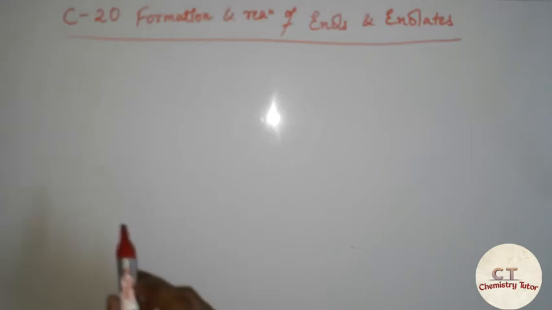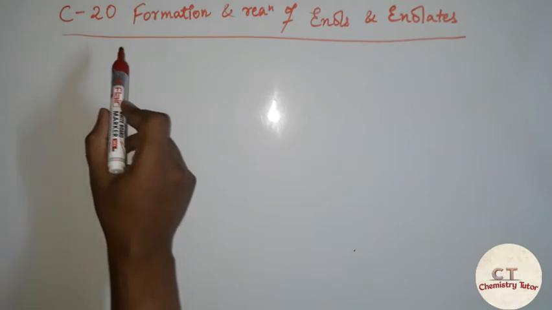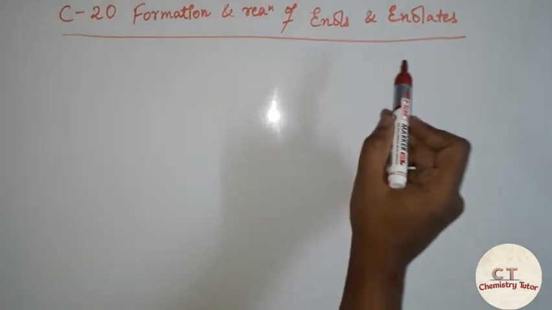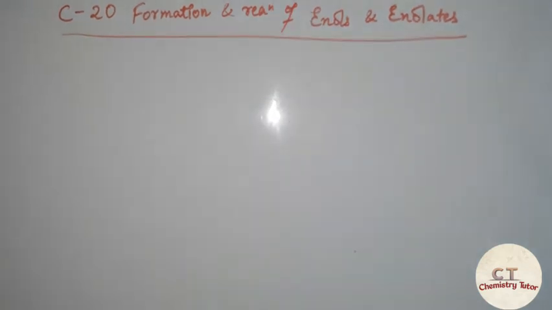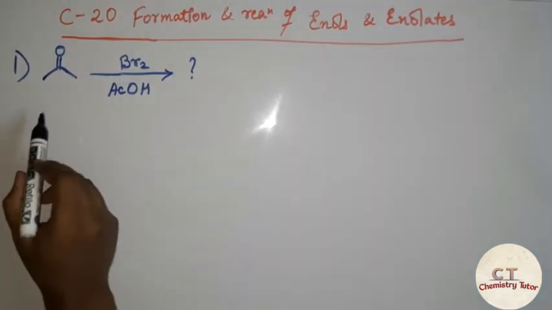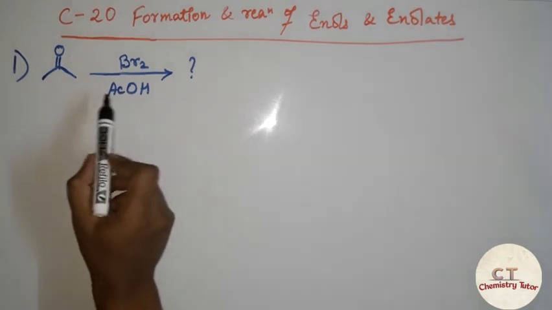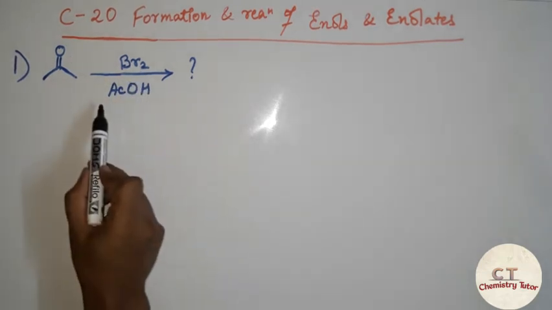Today we will discuss certain problems from chapter number 20, formation and reaction of enols and enolates from Clayden book as well as from the Clayden solution manual. Now let us start with a simple problem. In this reaction, a ketone is given and we have to react it with bromine and acetic acid.